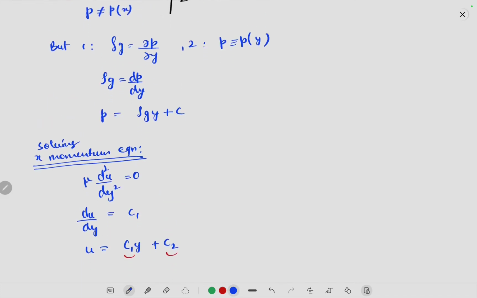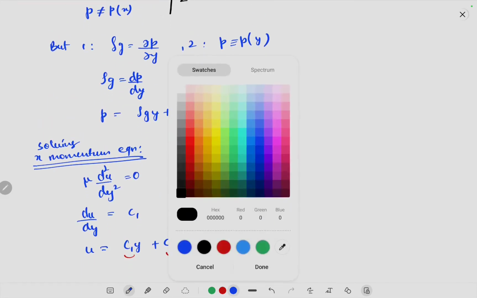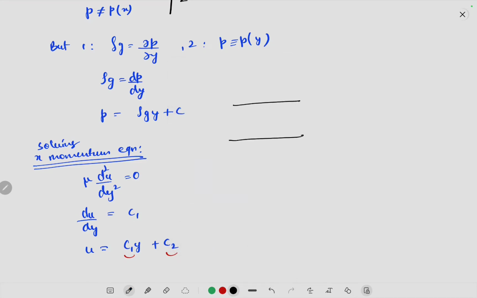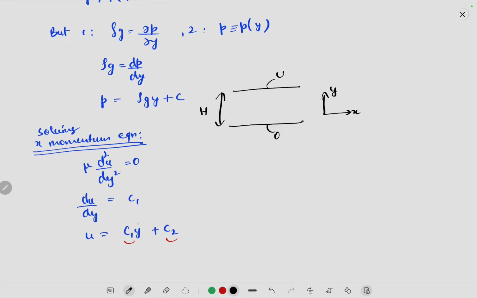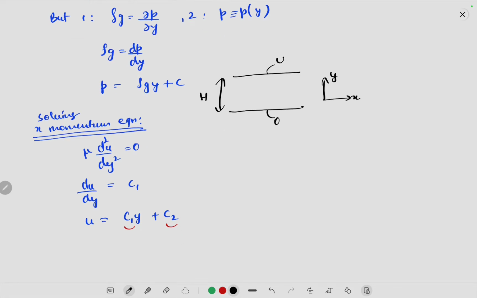So what are my boundary conditions? These were my two plates. The top one was moving with velocity U, and this height was h. The bottom one has velocity u equal to 0, so it is fixed. Since this is y and this is x, at y equal to 0, what is the velocity? The velocity of the fluid should be 0 because of the no slip boundary condition. And at y equal to h, the velocity of the fluid should be U because of the no slip boundary condition.